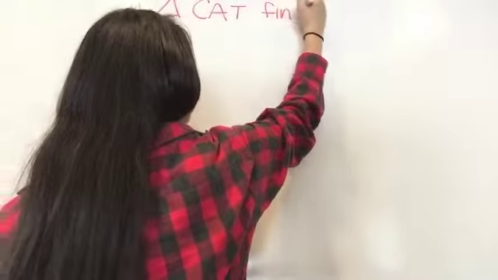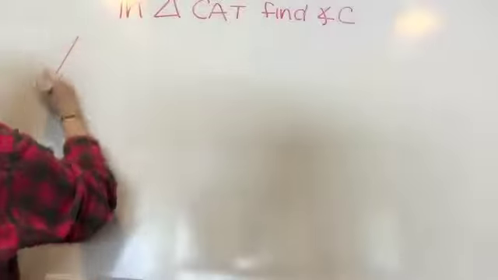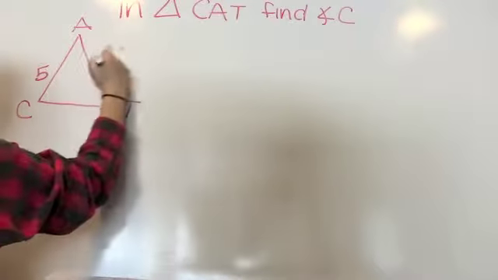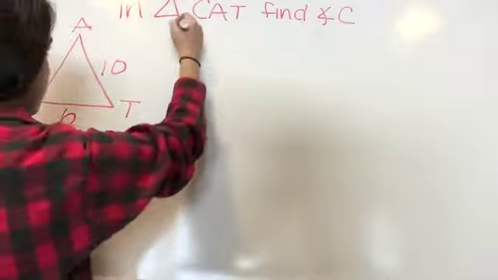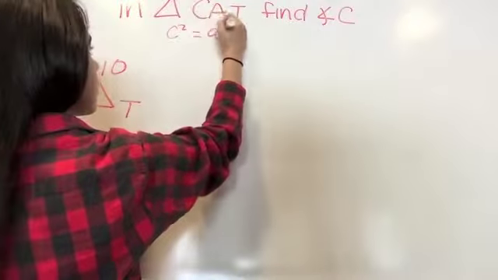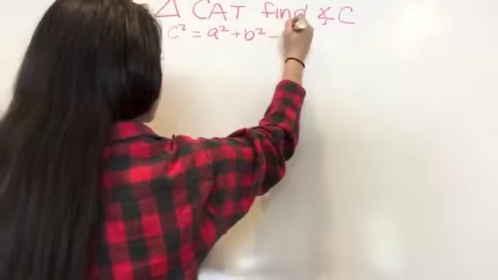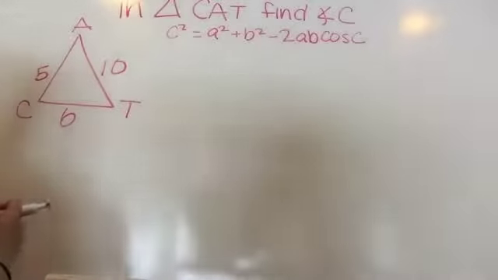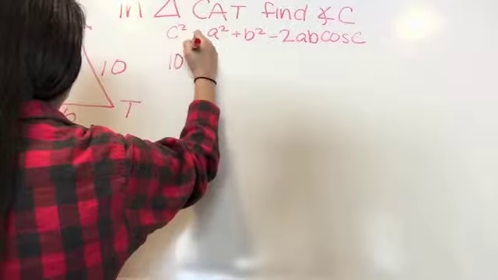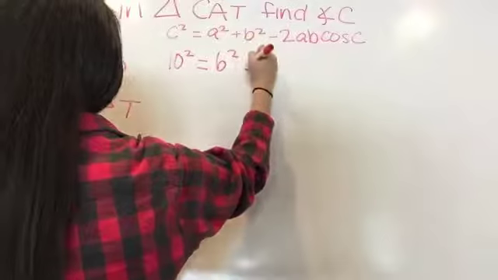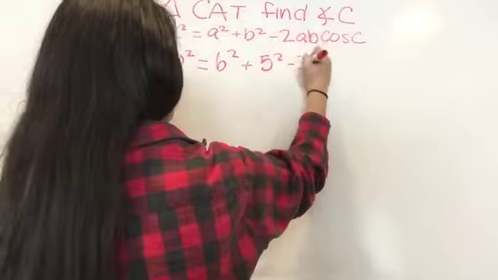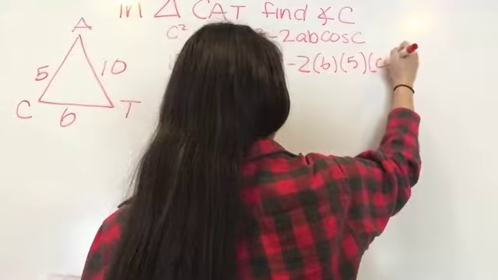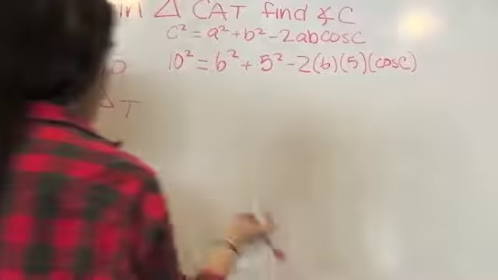Next, we will look at a side-side-side case for law of cosines. In triangle CAT, find angle C. Again, we will begin by writing out the law of cosines. C squared equals a squared plus b squared minus 2ab cos c. Then we will fill in our values. 10 squared equals 6 squared plus 5 squared minus 2 times 6 times 5 cos c.